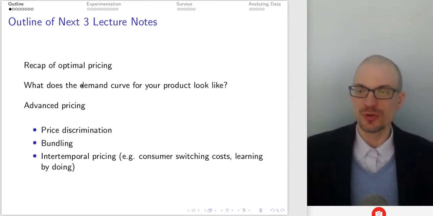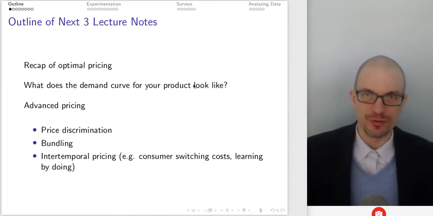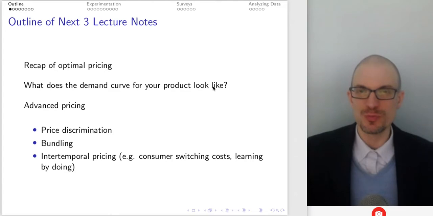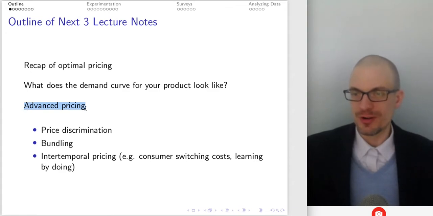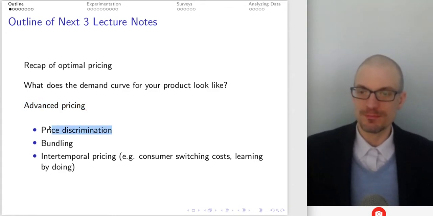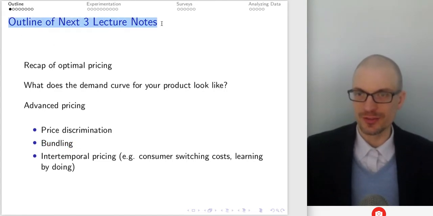And our question really is, what does the demand curve for the product look like, especially if it's a new product or something where we haven't previously been able to investigate. Later on, we'll think about advanced pricing. So this will be primarily price discrimination, first, second, third degree price discrimination, and then also bundling and two-part tariff pricing schemes. So that's yet to come. This is the outline of the next couple lectures.